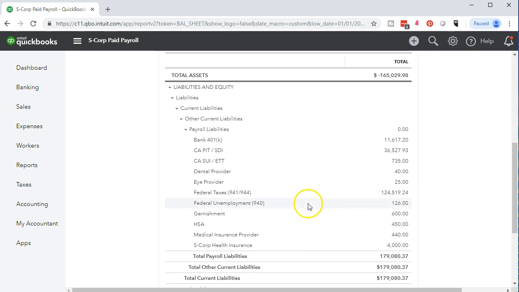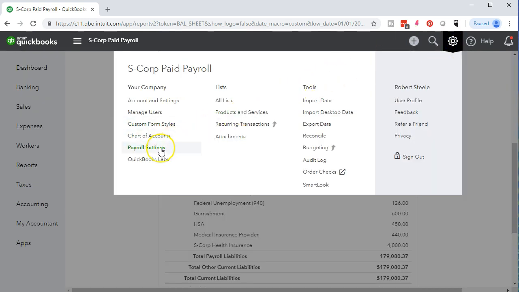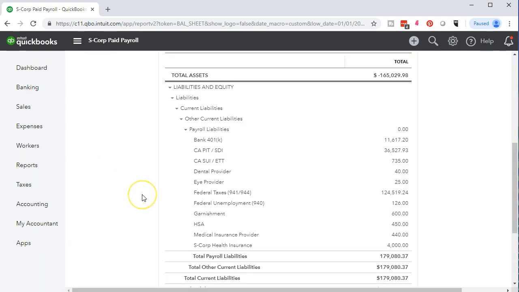Now, if we wanted to group these differently and put them both into just one liability account, possibly, or something like that, we can change that with the cog up here and go to the payroll settings. We've seen that in prior presentations, especially with the federal income tax and the Social Security. So you can go back there and look at those options. These are the default options, which are pretty good.